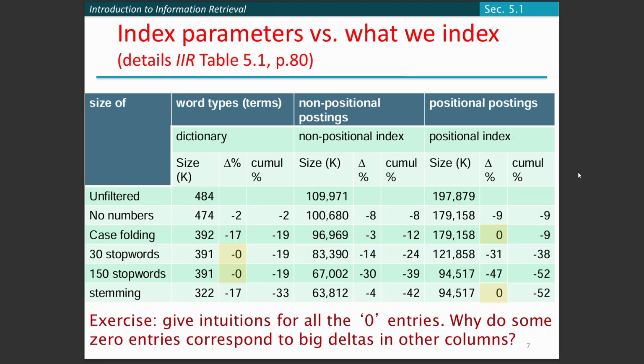Now the index parameters. This is just an example which is given. Dictionary size 484, delta percentage nothing, cumulative percentage nothing, then 474 minus 2 minus 2, 392 minus 17 minus 19, 391 minus 0 minus 19, 322 minus 17 minus 33. So this is for word types. When we consider the non-positional posting list, this is how we are going to consider it. When we come across the posting list, we will be dealing with these things. If it is unfiltered, then there is no change. If there are no numbers, from there we are going to see the changes.